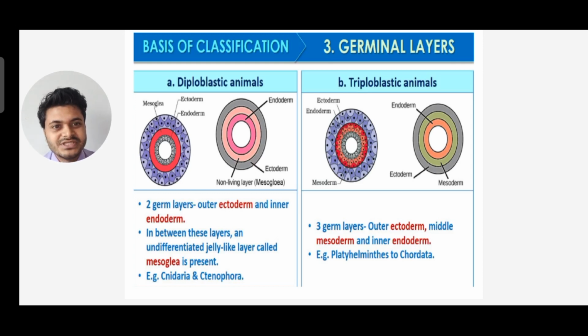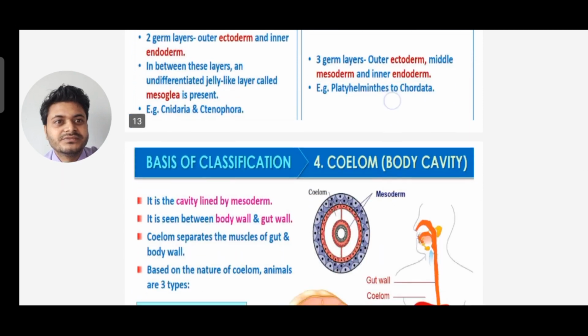So this can be seen in Cnidaria and Ctenophora. Whereas in triploblastic animals, three germ layers are seen: outer ectoderm, middle mesoderm, and inner endoderm. For example, it can be seen from Platyhelminthes to Chordates. Understood? So under diploblastic animals, mesoglea is present in between these layers.